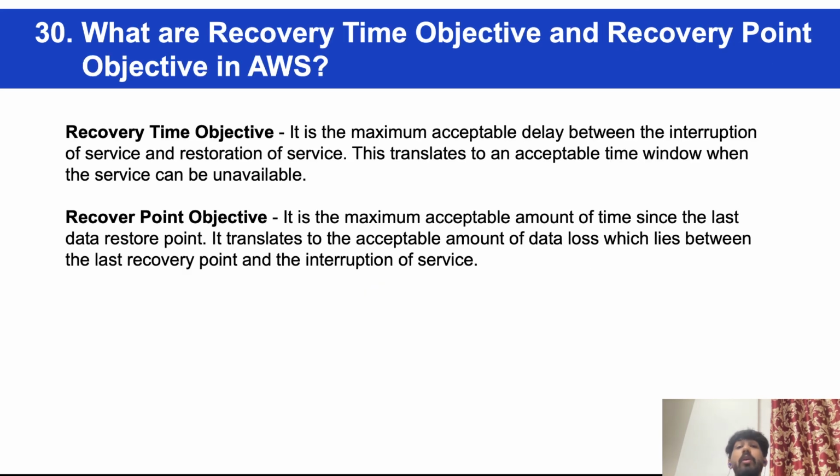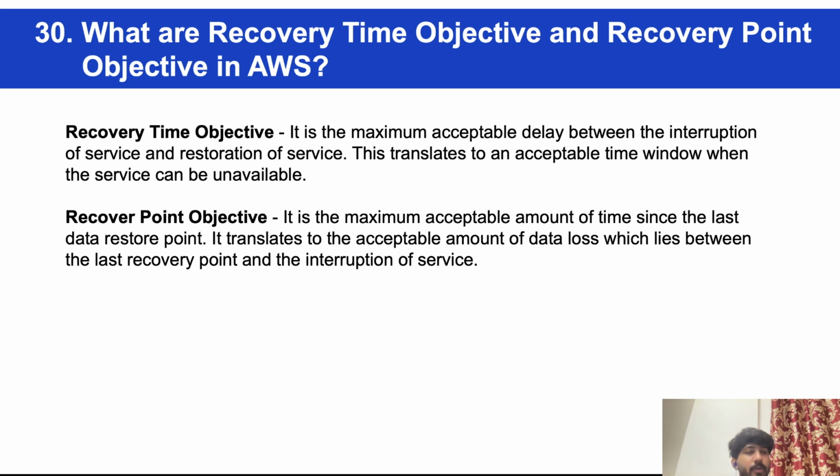30th question. What are recovery time objective and recovery point objective in AWS? So recovery time objective. It is the maximum acceptable delay between the interruption of service and restoration of service. This translates to an acceptable time window when the service can be unavailable. For example, recovery time objective, let's say AWS tells you that 5 minutes per day. So you can expect that the service will not be available for 5 minutes in a day, but it is not acceptable if it goes beyond that 5 minutes. So if it goes beyond that 5 minutes, you will be able to get a refund or whatever from AWS, but that's the limit given to you.